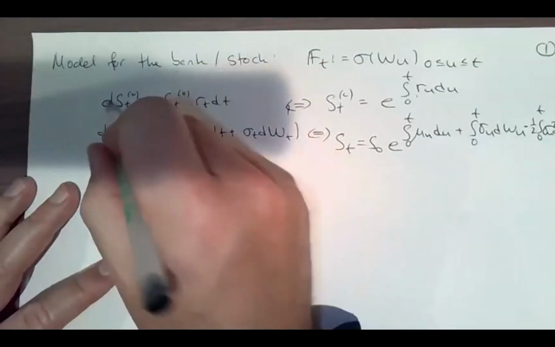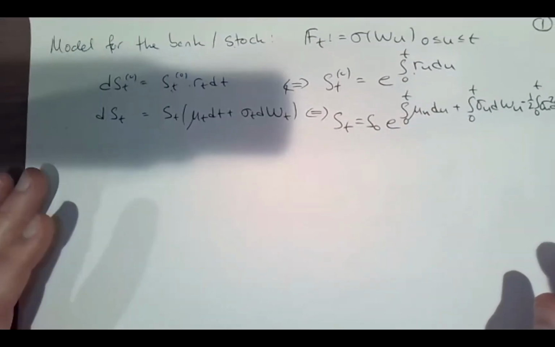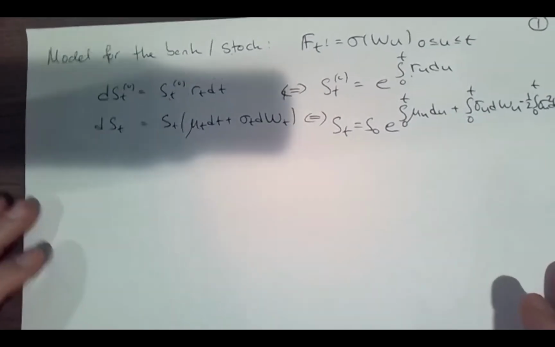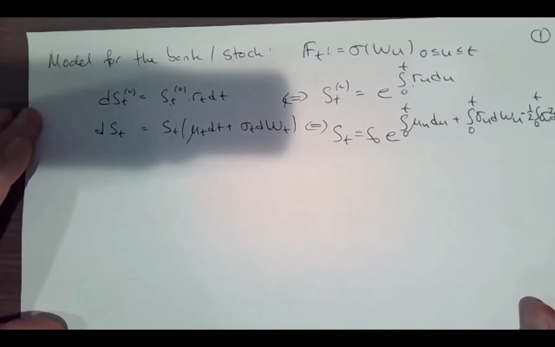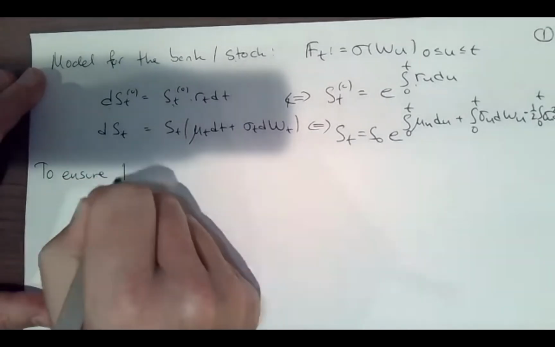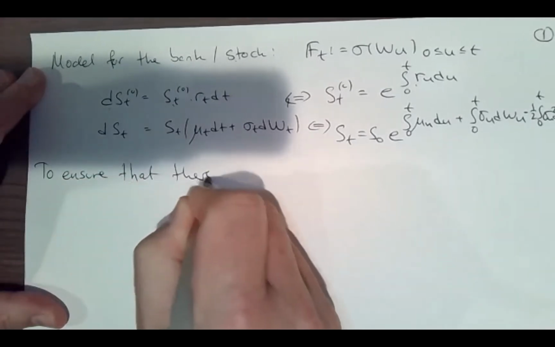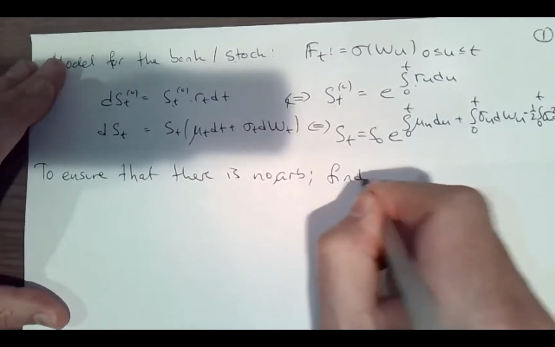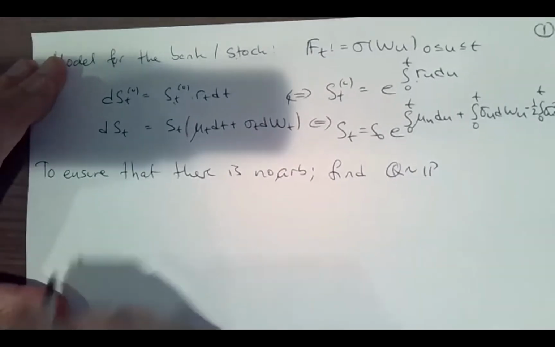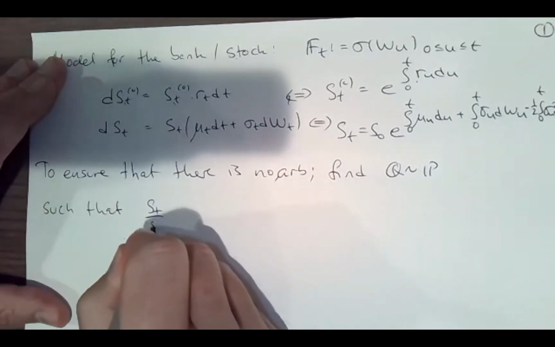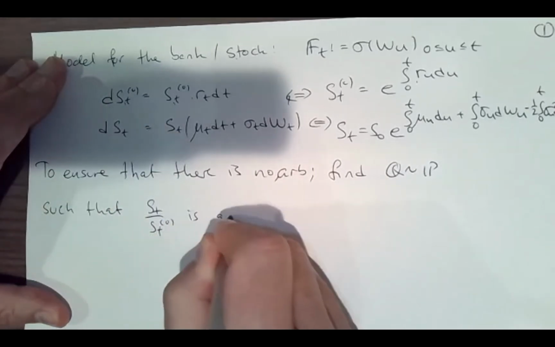All right, so the first one is the bank. The second one is the stock. Okay, so then the first thing we want to know is no arbitrage. To ensure that there is no arb, we're going to find the measure Q equivalent to P such that S_T divided by S_0 is a martingale.